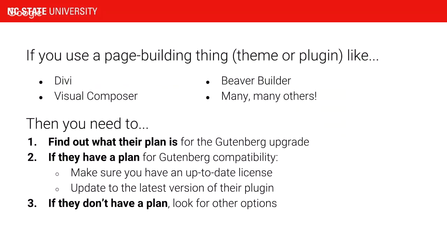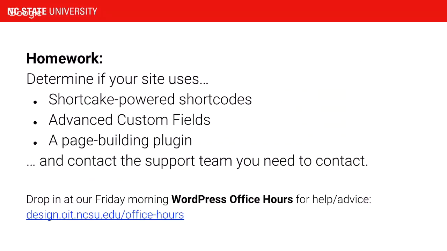Now, those big companies like Divi and Beaver Builder have an entire business built around the fact that these things are going to work with WordPress. So they're probably going to have a plan, and they're going to make sure that their stuff easily translates to Gutenberg, but definitely double check and make sure that you're not going to be left high and dry when you upgrade to Gutenberg.